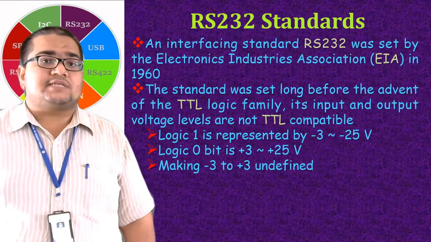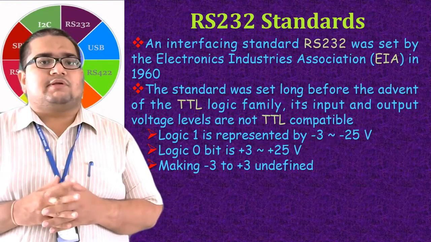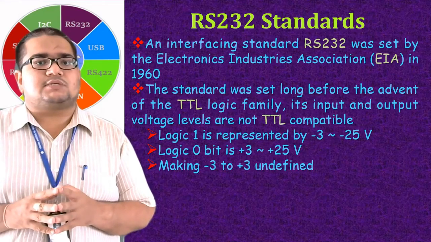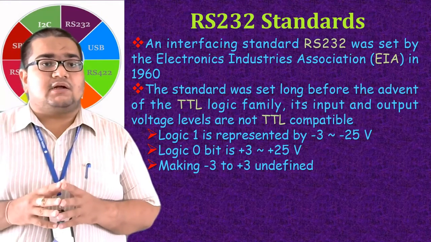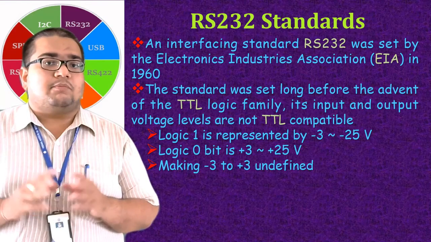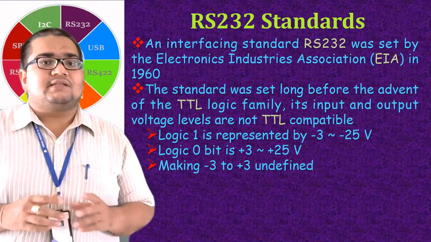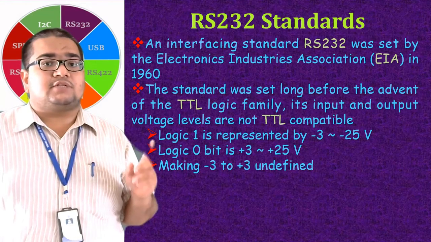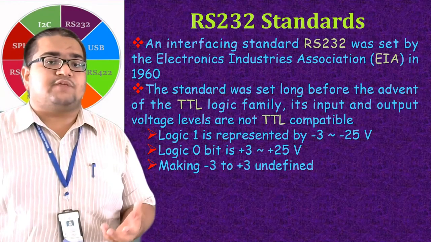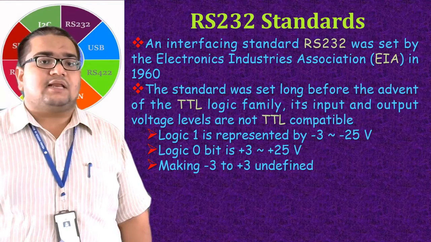Starting with RS-232, you can see that it's an interfacing standard. It was set up very long back in the 1960s by the Electronic Industries Association, before TTL came into existence. So that is why the logic levels of RS-232 are quite distinctive. For logic 1 it uses voltages of -3 to -25, and for logic 0 it uses voltages of +3 to +25, and in between, -3 to +3, are the undefined voltage levels.